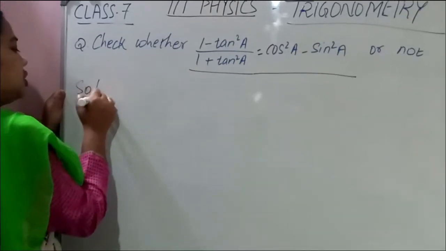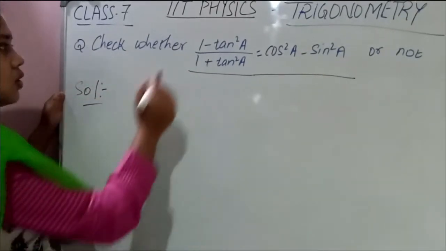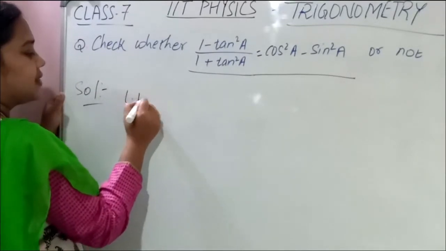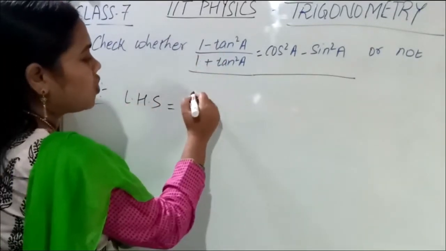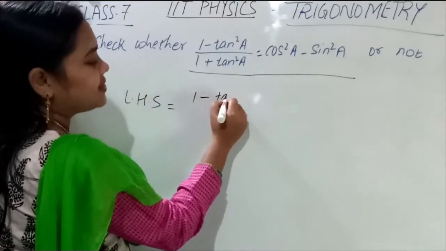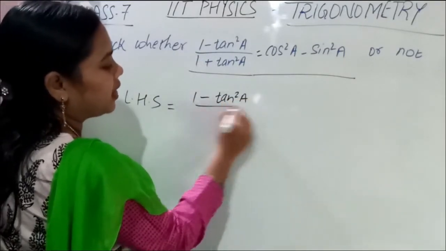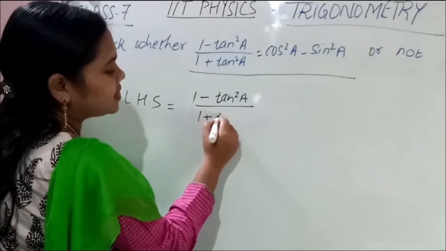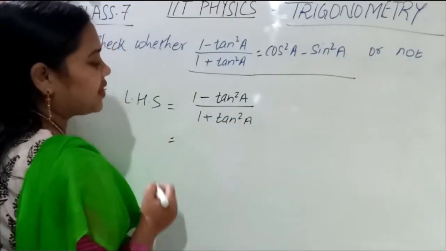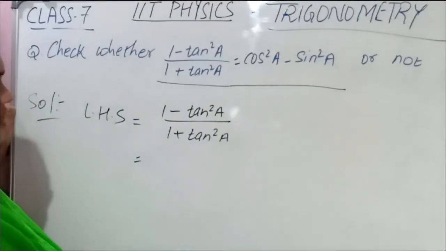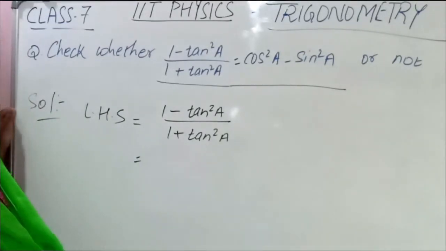So solution, what is LHS? LHS, left hand side. What is given? LHS is 1 minus tan square a by 1 plus tan square a. Now once again, just remember what we discussed last class.